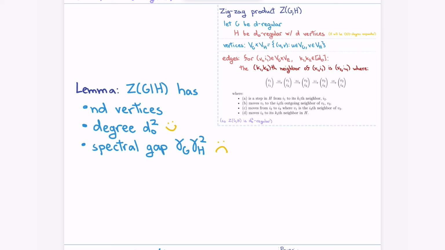This will require more work, but it says the spectral gap goes down a little bit. Smaller the better? No, bigger the better for spectral gap. We want a big gap. So gamma G goes down from gamma G to gamma H squared. H will be an expander, so that'll be a constant, so it'll go down by a constant. So we get to completely reset the degree, but the number of vertices goes up by a constant and the spectral gap goes down by a constant. Okay, so let's see how.